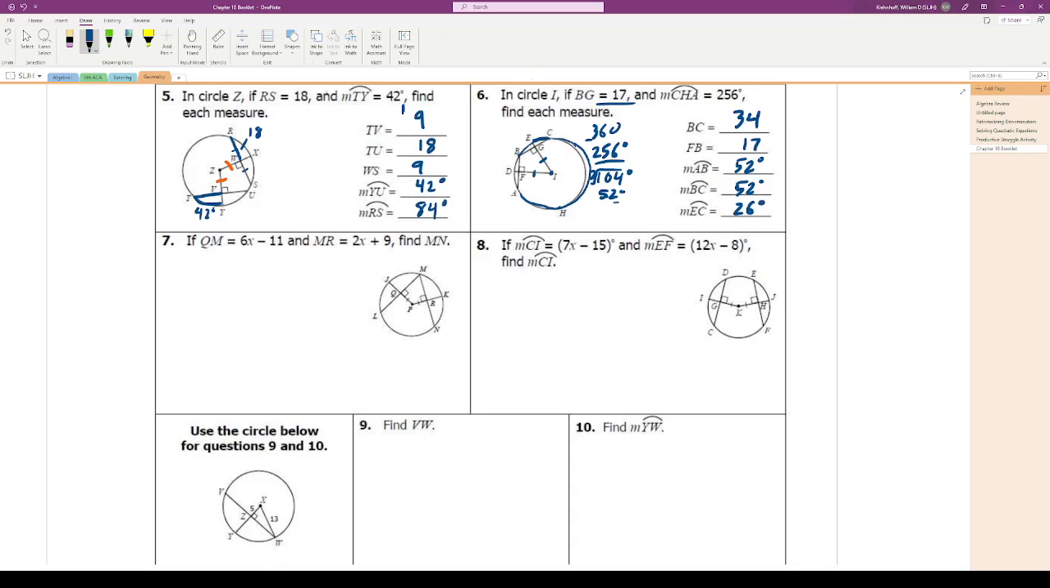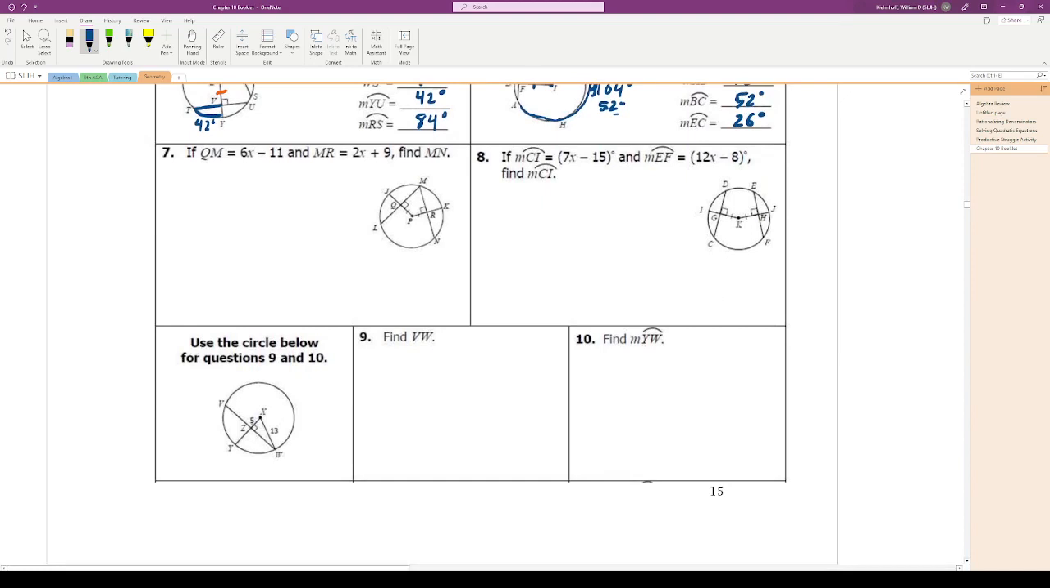Let's see. We'll do 7 and 8 to wrap up the video. Maybe we should do this one. It has a funny picture. We'll do a couple more. I mean, like I said, if you want to stop the video, you can. So I'm going to keep going in case you're still confused about anything.